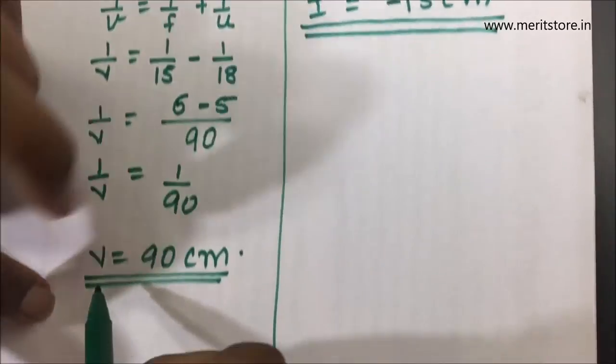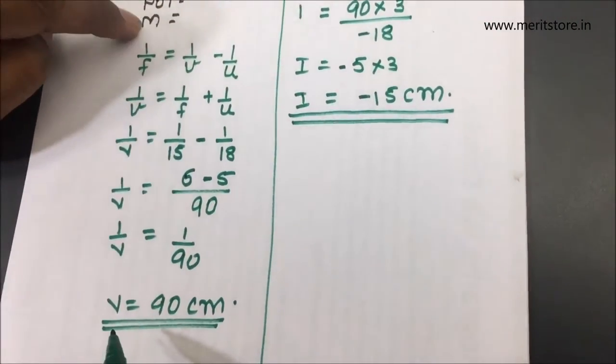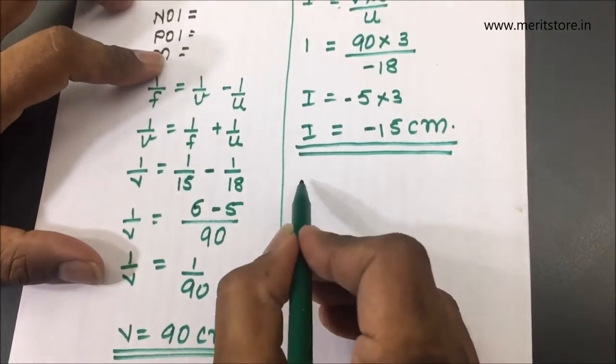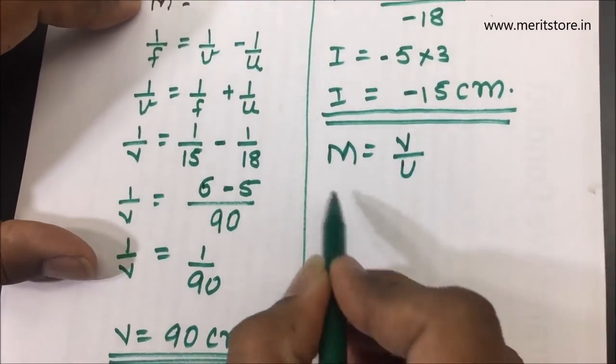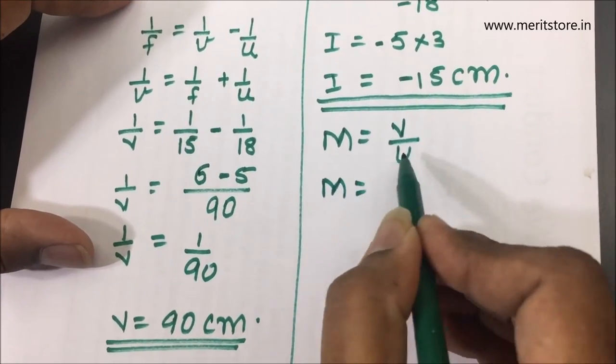So we get v, we get I. The question says I have to find out magnification. So what is magnification? Magnification is equal to v upon u. Therefore, magnification is equal to v, how much is it?